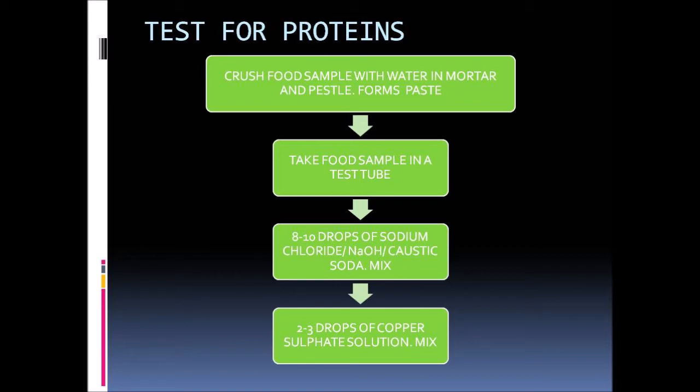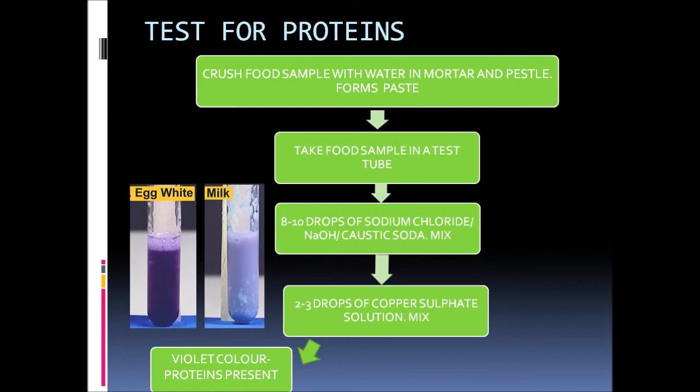To this test tube, add 8 to 10 drops of sodium hydroxide solution and mix up the contents. Add 2 to 3 drops of blue colored copper sulfate solution and mix the contents. Development of purple color in the test tube shows that proteins are present.